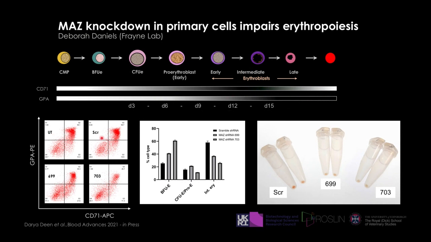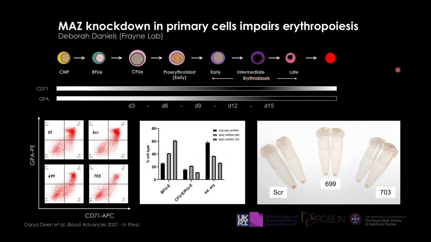These are the untransduced cells and the scramble vectors. You can see the cells reach a fully differentiated stage, but with the 2 shRNA, you can see a drop of final differentiated cells with an accumulation of progenitors. So the middle panel is just the quantification of the flow cytometry. You can see an increase of the progenitor pool and a decrease of the fully differentiated pool.